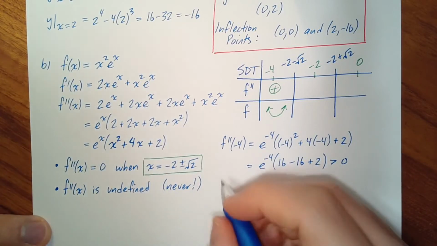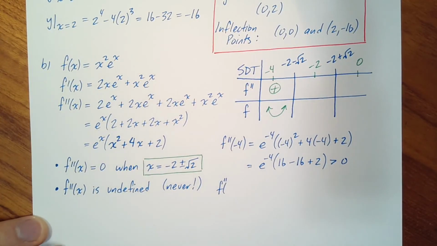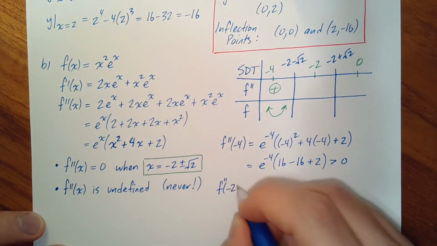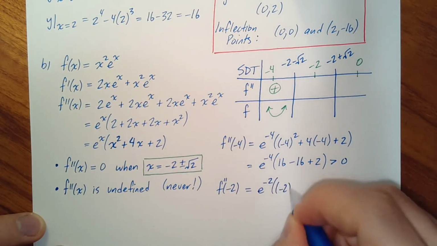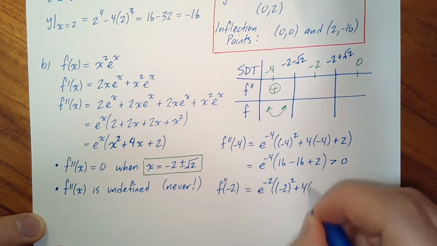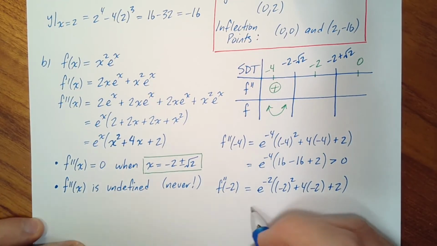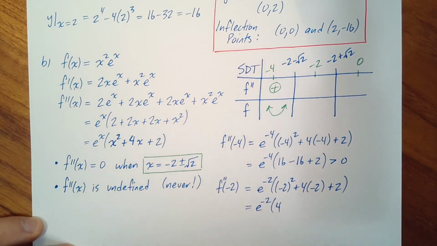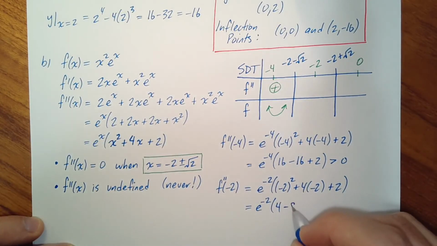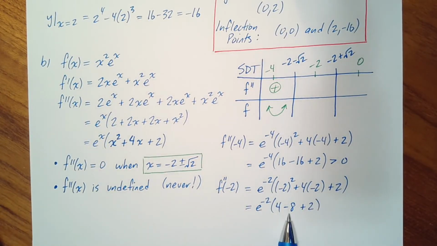Okay, and then, well, let's plug in our next point. F double prime of negative 2. Well, we're going to have e to the negative 2 times negative 2 squared plus 4 times negative 2 plus 2. Okay, so what's that going to work out to be? We'll have e to the negative 2. Negative 2 squared is 4. This is 4 times negative 2. That's going to be 4 minus 8 plus 2. So 4 minus 8 is negative 4. Add 2 and you're going to get negative 2. So these brackets are negative 2.